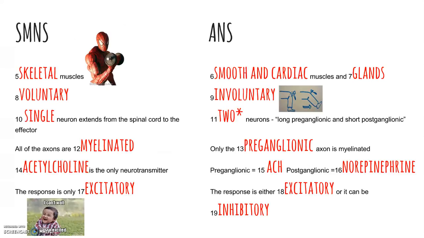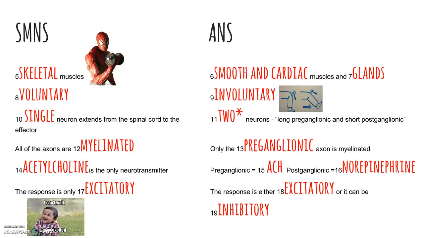So here is a chart. It doesn't really look like a chart on the slide, but on your guided notes, I want you to fill in the chart with these words in red. So the column on the left is your somatic nervous system, and the column on the right is your autonomic nervous system. So on the left, we've got skeletal muscles.